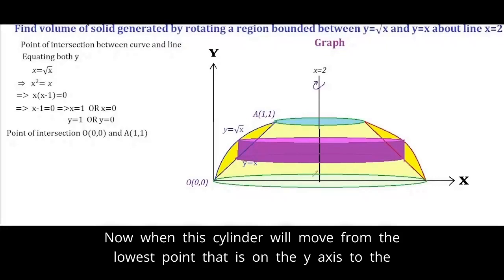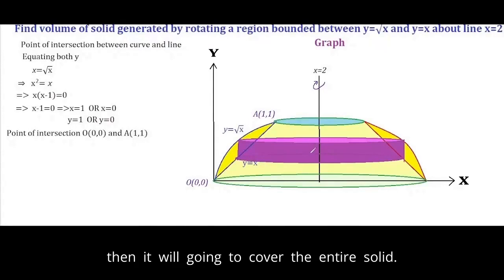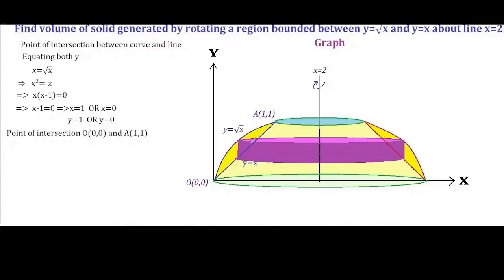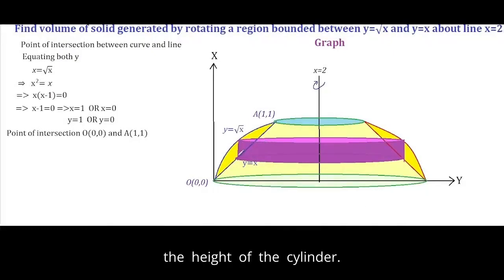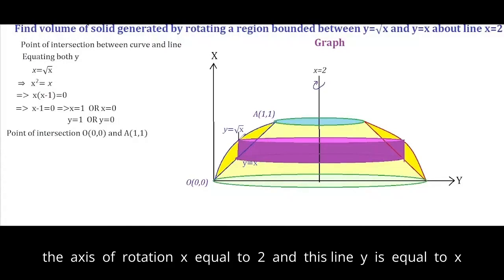Now when this cylinder moves from the lowest point, that is on the y-axis, to the highest point, that is on this circular end, which we can denote by y is equal to 1 also, then it will cover the entire solid. So to find the volume of the solid, we need to find the volume of this cylinder. To find the volume of the cylinder, we have to first find the radius and the height of the cylinder. Now the radius we can consider is the distance between the axis of rotation x is equal to 2 and this line y is equal to x.